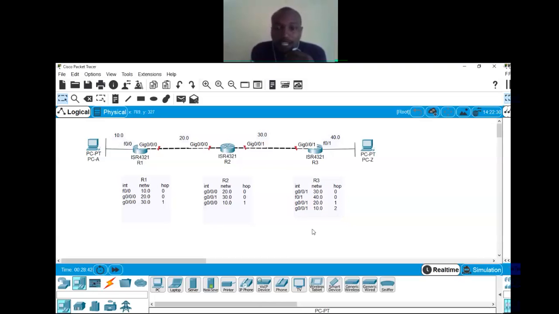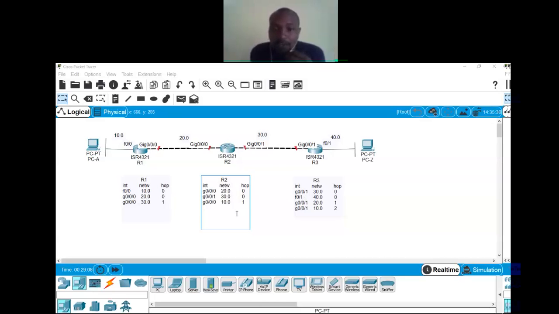So immediately R3 sends its data to R2. Remember, anything it had learned via R2, it won't send. Split horizon. So it won't send data pertaining to 20 and 10. It will only send pertaining to 30 and 40. So R2 will say, okay, you have 30.0, I already have 30.0, best route to that destination. No need of me adding yours.